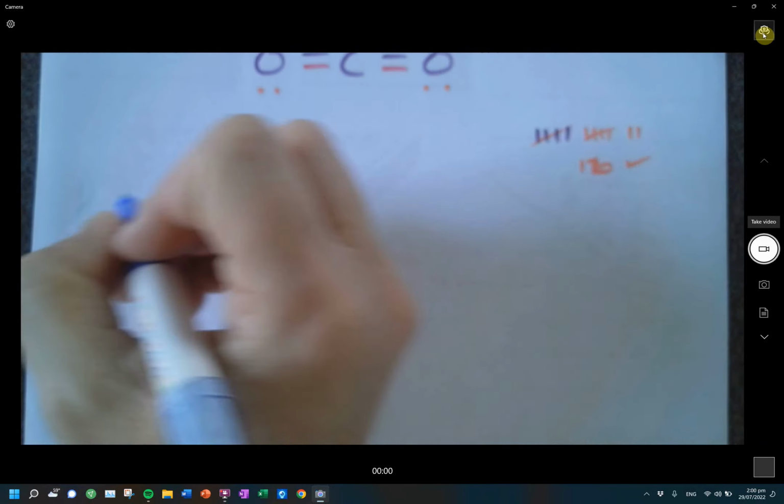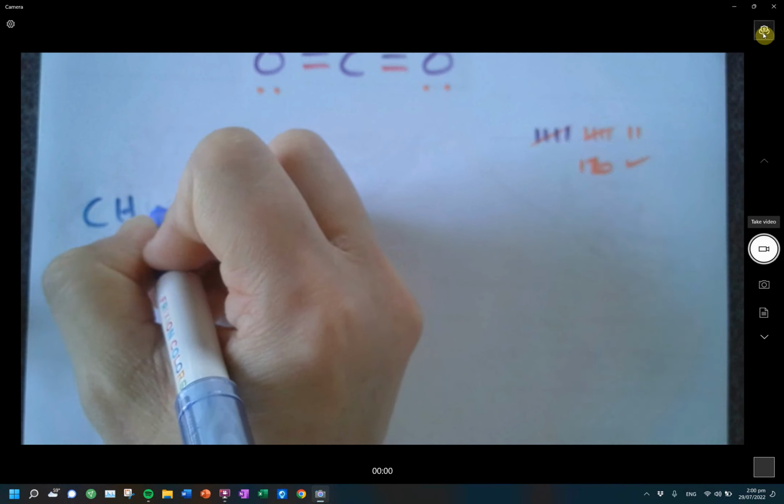Let me find something in the book. Where are you, Lewis structures? Ah, 29. That's explaining how it does it. Oh yeah, that one could work. All right, we'll do CH2O.